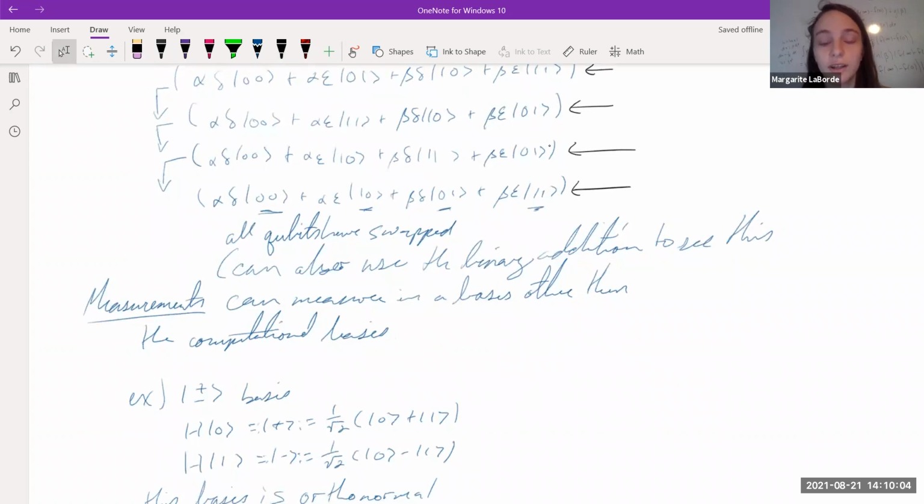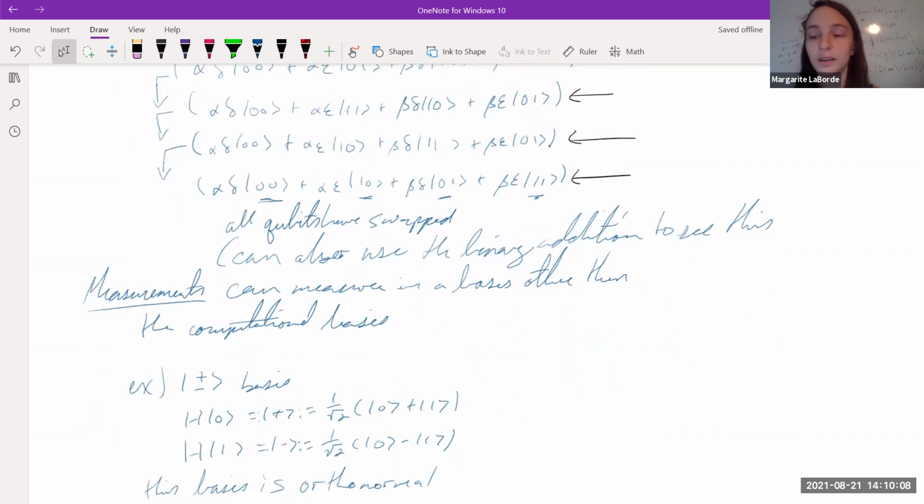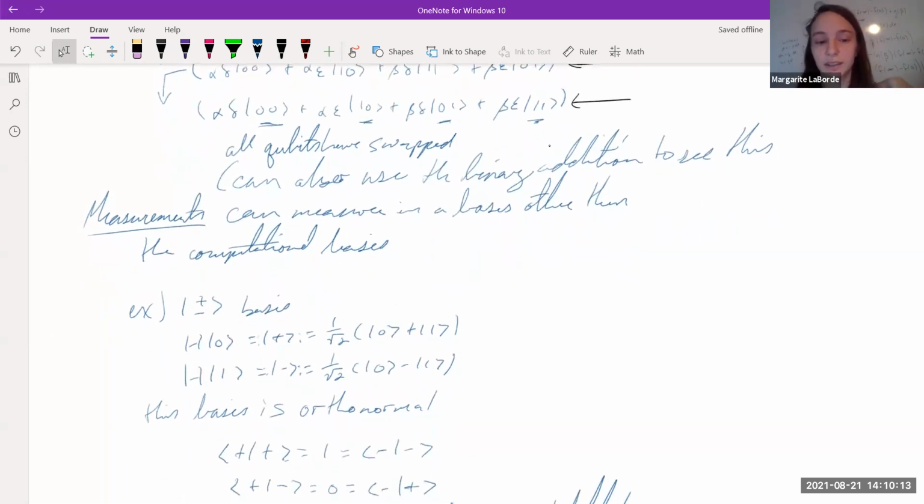So checks out. You can also use your binary addition to see this. And so maybe if you need some practice with binary addition, feel free to go through and do that, and you already know what the answer should be. So it should be a quick check that you're understanding how it's working. All right.